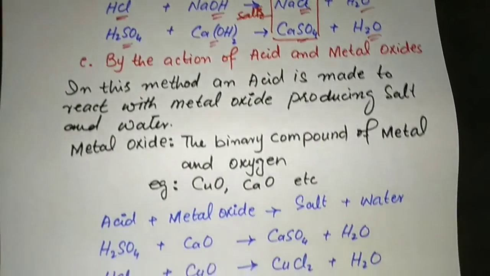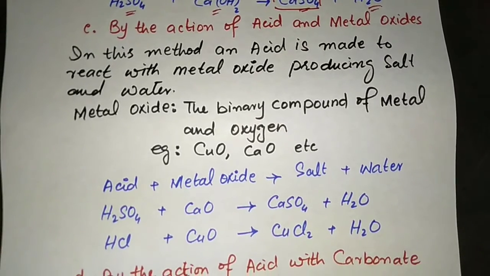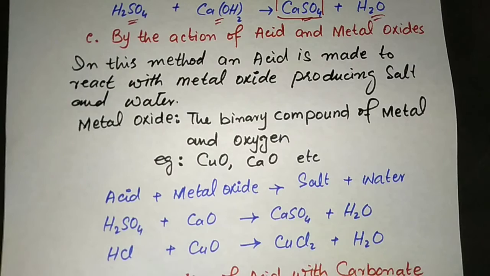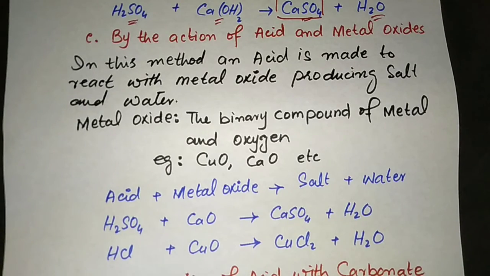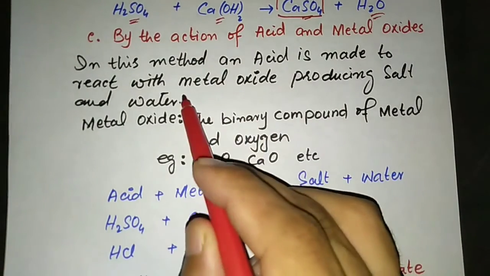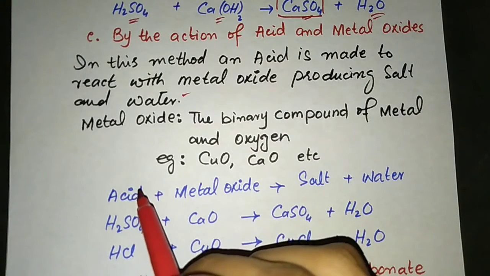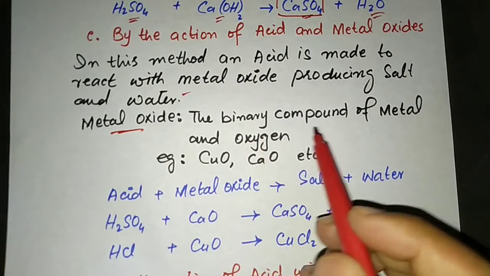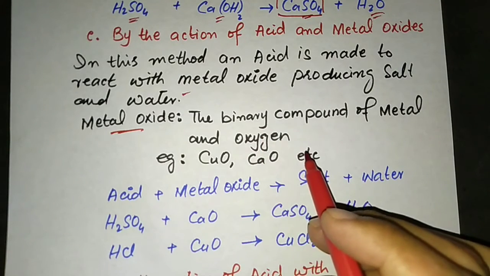The third method is by the action of acid and metal oxide. In this method, an acid is made to react with a metal oxide, producing salt and water. Some of you might be thinking, then what is a metal oxide? So a metal oxide is a binary compound of a metal and oxygen.